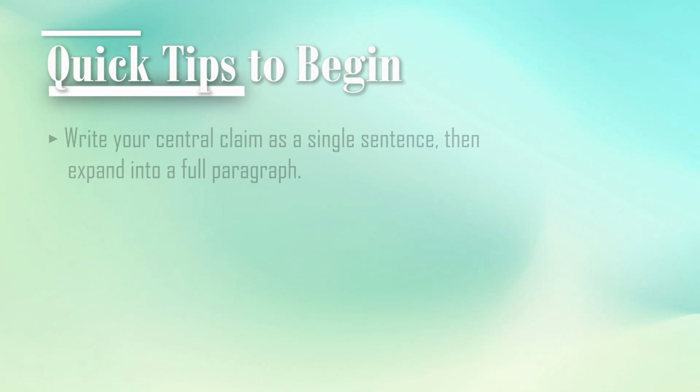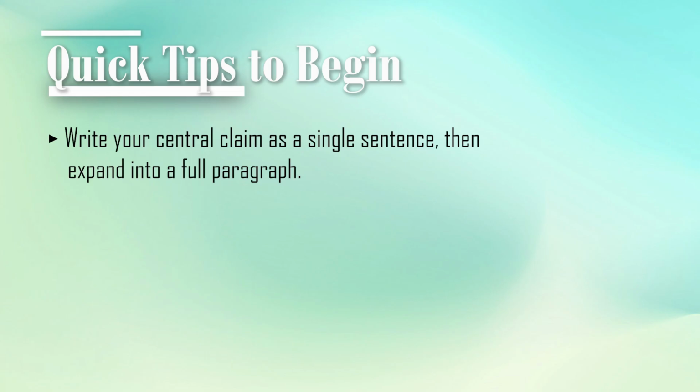Now let us take a look at a few quick tips to begin any research article. Write your central claim as a single sentence, then expand into a full paragraph. As I said earlier, it should be a singular sentence which later can be spun around and extended into a complete paragraph, and then the entire article follows.